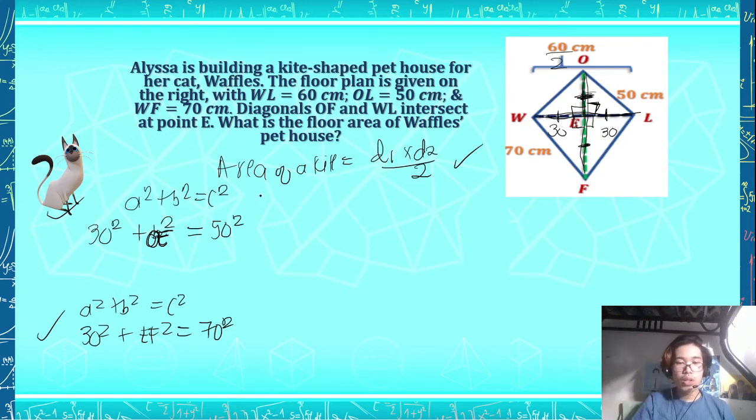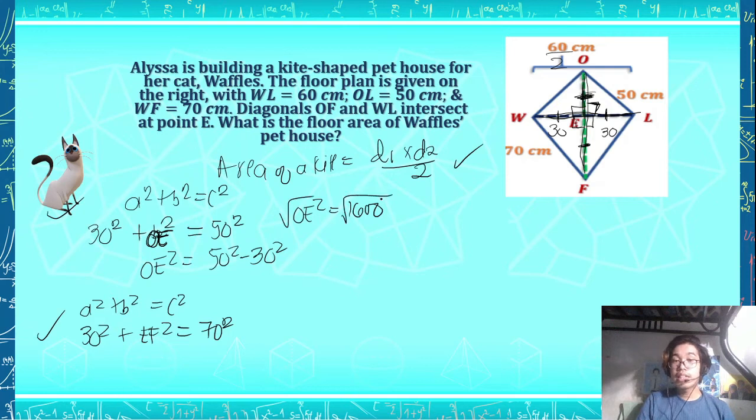OE squared is equal to 50 squared minus 30 squared. And what's 50 squared minus 30 squared? That's going to give us 1,600. So OE squared is equal to 1,600. Taking the square root of both sides gives us 40. Therefore, the value of OE is 40 centimeters.